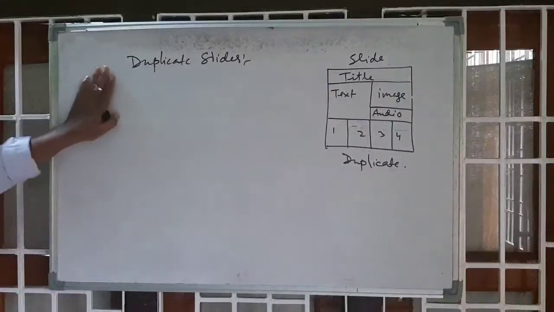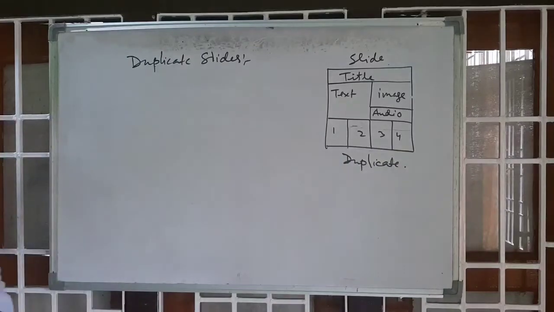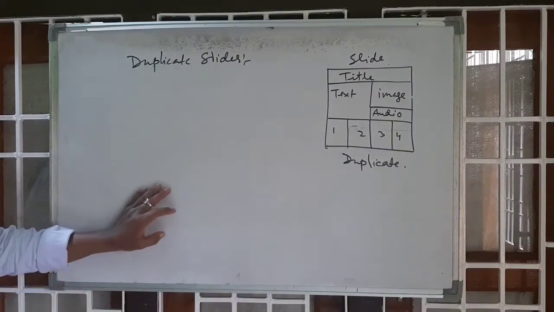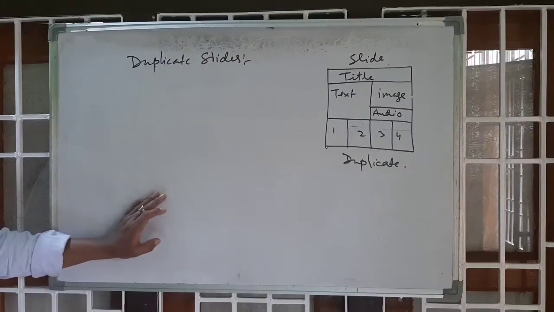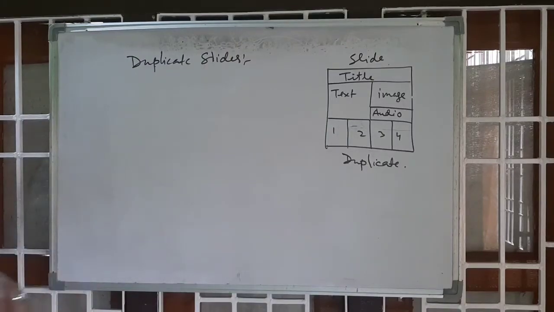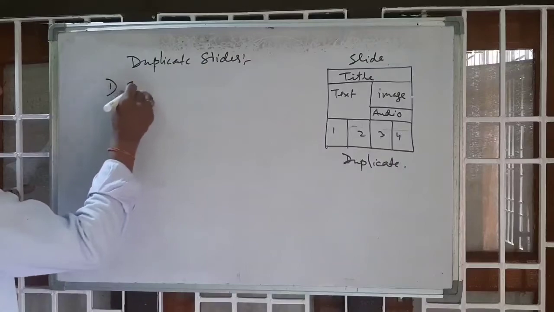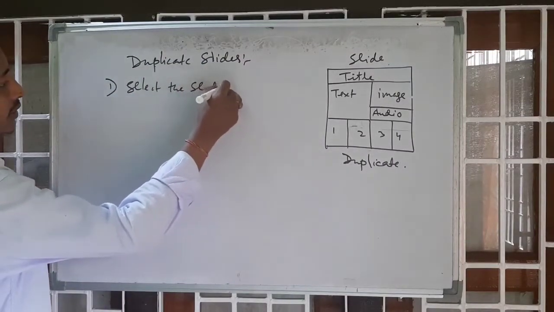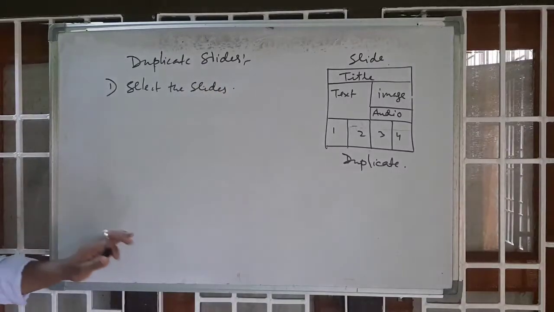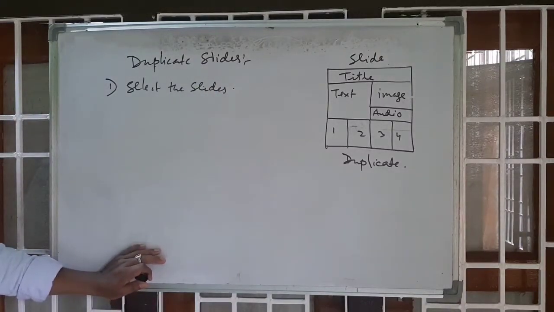So how to duplicate the slides? There are steps given here. You can see here, to create duplicate slides in your presentation, do the following. First, you select the slide or slides to be duplicated. First step is select the slides. Okay. After that, click the home tab, and after that select slide group.